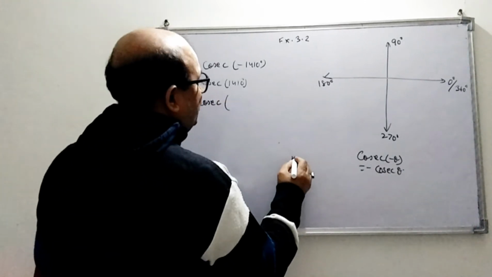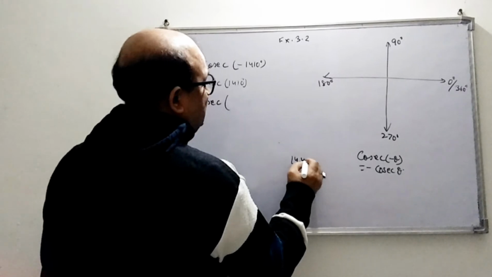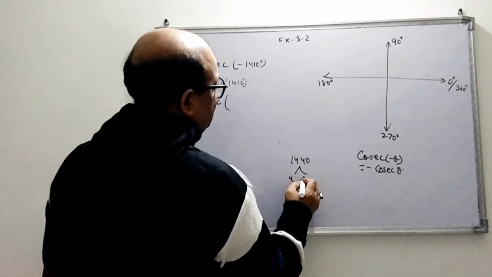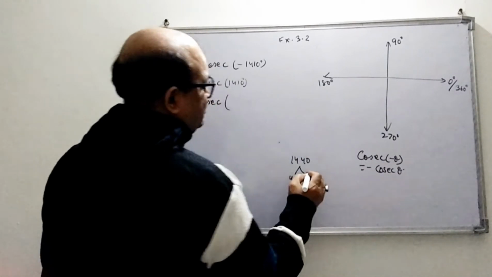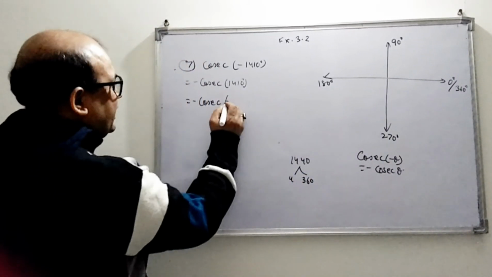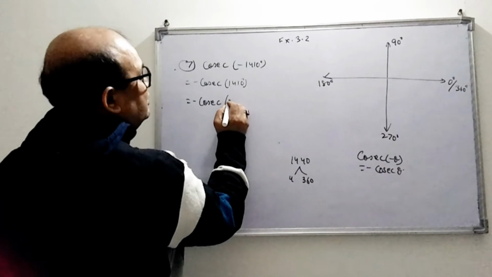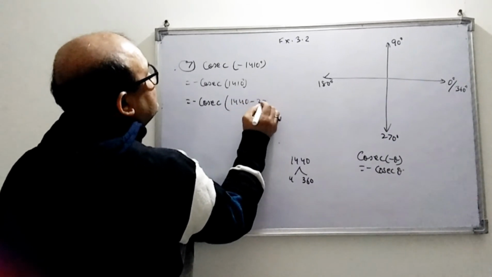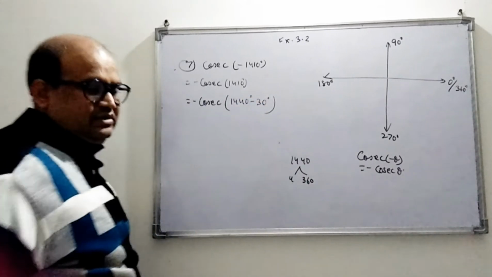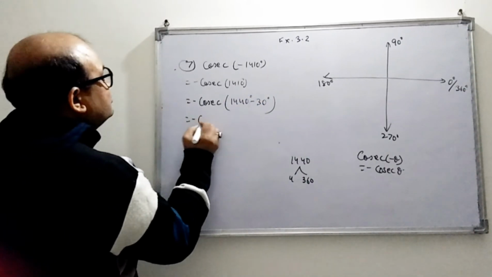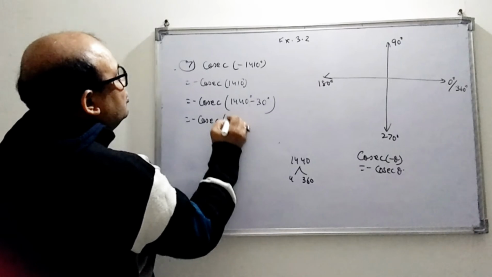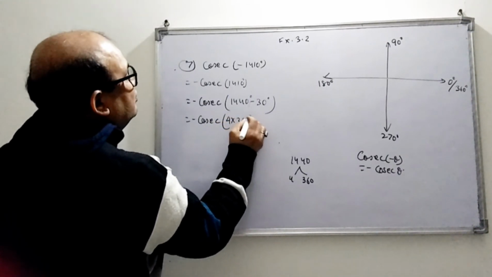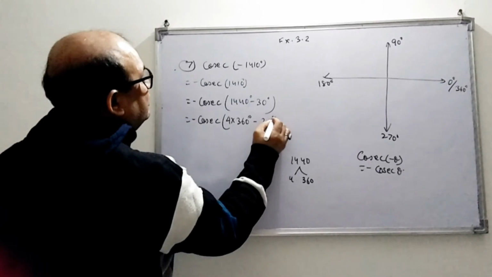Integral multiple of, say, 1440 is 4 into 360. So I can write it as 1440 minus 30. That means cosec of 1440 minus 30 can be written like this. That gives you minus cosec of 4 into 360 minus 30 degree.